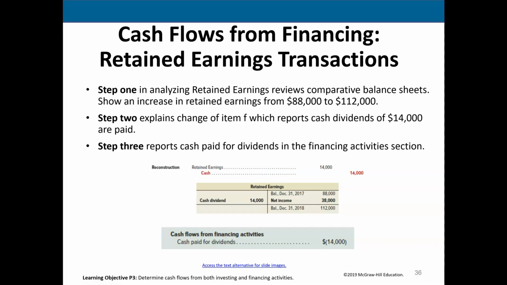They also gave dividends to their stockholders, and they gave a cash dividend of $14,000. They started the year off with $88,000. They paid the dividend of $14,000, which decreases retained earnings. And then they recorded the net income for that year of $38,000, which increases retained earnings. The new balance in retained earnings is $112,000. And the only thing that affects cash is the cash paid dividends of $14,000.